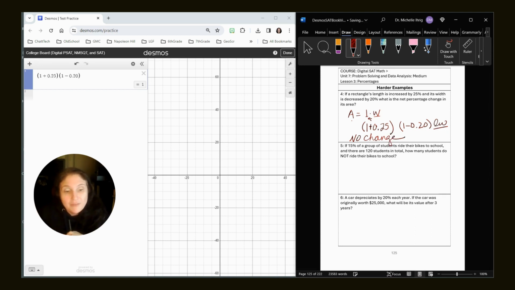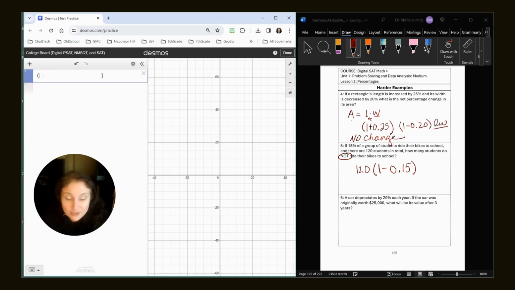Simple. If 15% of a group of students ride their bikes to school and there are 120 students in total, how many students do not ride their bike? So we're going to have our 120 and we're multiplying it by 1, but we need to take out the 15% of students who ride their bike. So I'm going to do 1 minus 0.15. And this is it. These are considered the challenge questions, believe it or not. I didn't need really parentheses over that, but that's okay. How many students don't ride their bikes? 102 students.